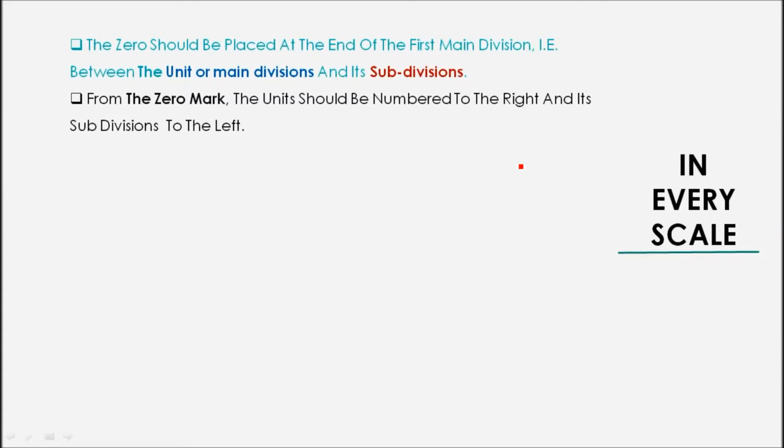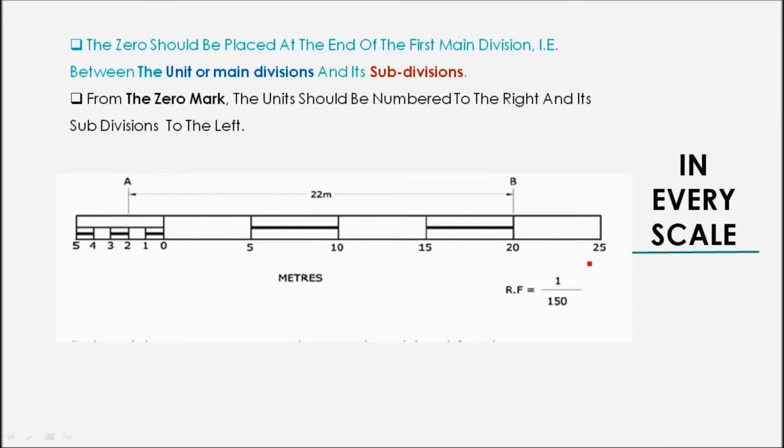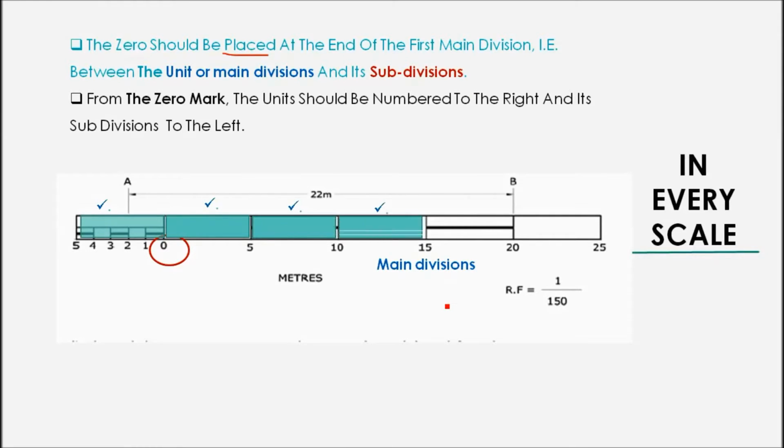In every scale, 0 should be placed at the end of the first main division, that is, in between the main divisions and subdivisions. Before going to that, you should know the difference between the main divisions and subdivisions. Here we go. 0 should be placed at the end of the first main division. So here are the main divisions. The colored shading marks our main divisions. 1, 2, 3, 4, 5, 6. That is, we have 6 main divisions over here.